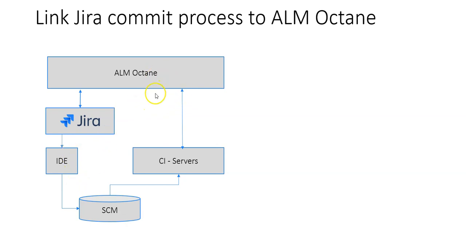So now we will set up ALM Octane on top of it, and ALM Octane is going to synchronize the data between Jira and Octane, meaning all the features and epics which are in Octane, as well as user stories, will be synchronized to Jira, and also the defects which are created are synchronized bidirectionally. And we would like to link the code changes which the developers are committing also to the synchronized items in ALM Octane. So let's see how this is done.